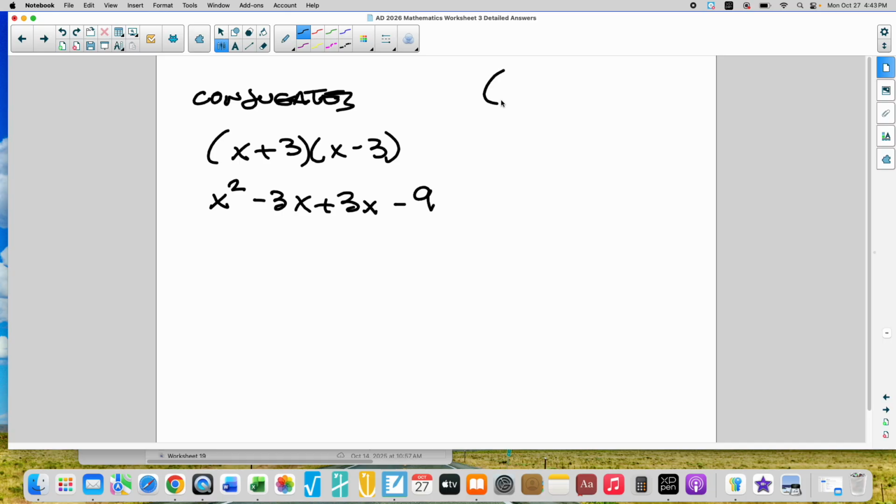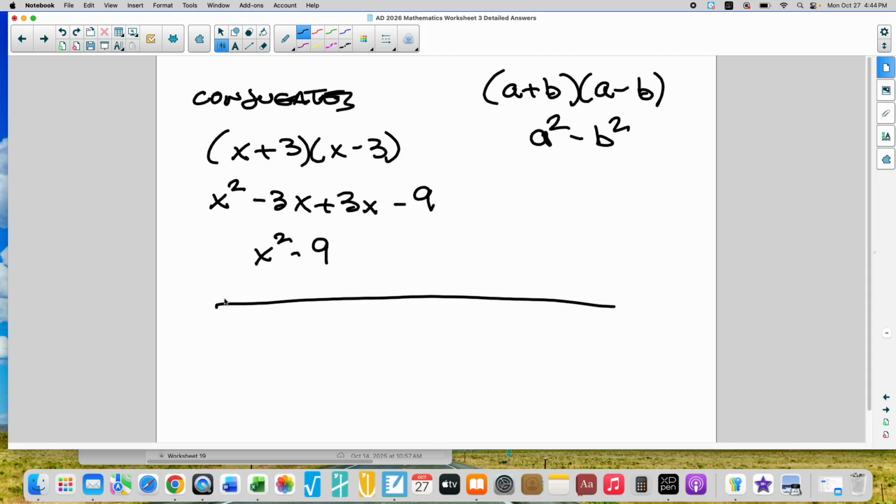So if you wanted to see it, it's kind of like a plus b times a minus b. And what that's going to create is a squared minus b squared. So you can take your a value squared minus your b value squared. So if we look, these cancel each other and you're left with x squared minus 9. So it's your a squared minus your b squared. Real nice and easy. That's the shortcut.